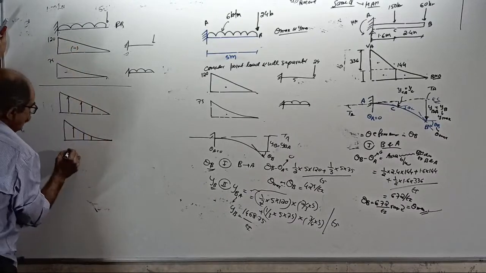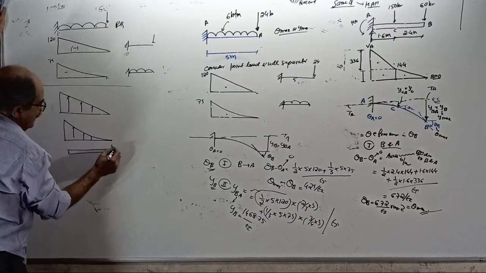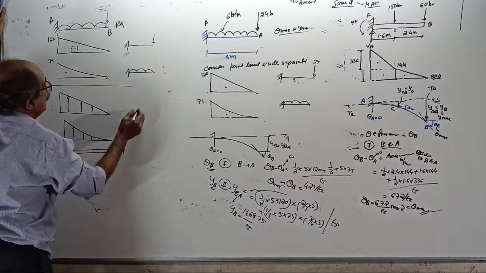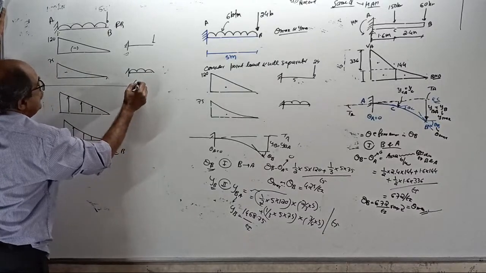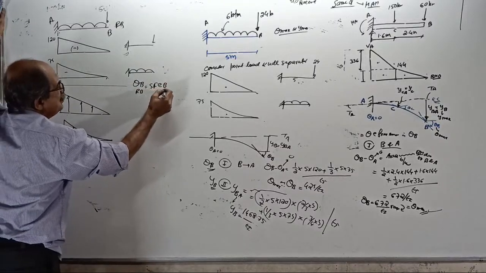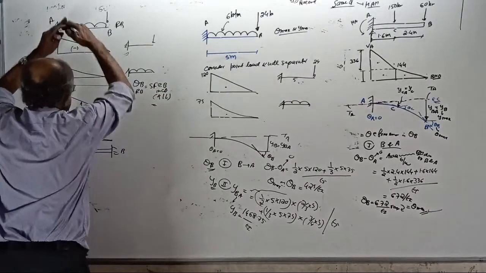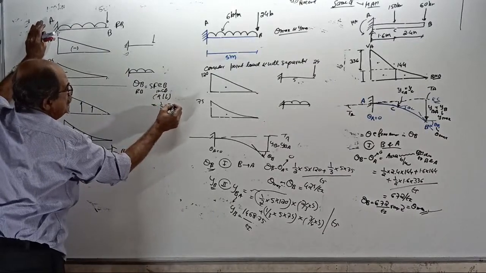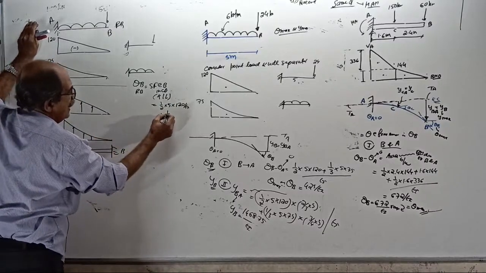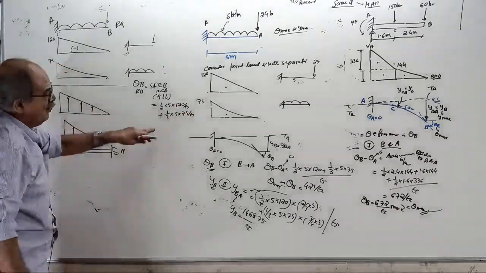And below, write the conjugate beam. The fixed end becomes the free end here, and the free end becomes the fixed end here. Now, theta B in the real beam equals the shear force at B in the conjugate beam. Left up, right down, positive. Shear force equals plus half into 5 into 120 by EI plus this area, 1/3 of 5 into 75 by EI.